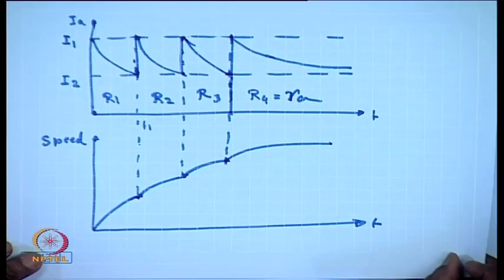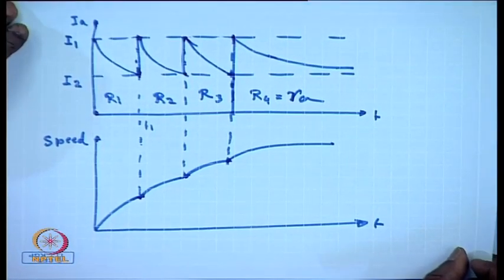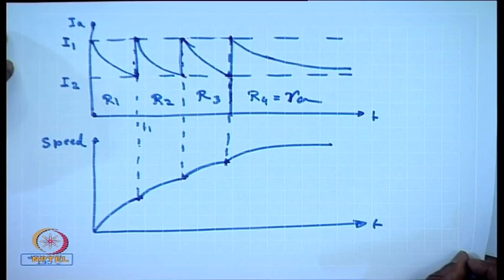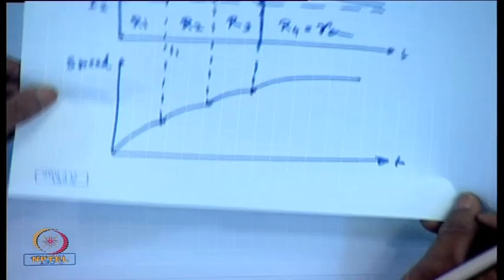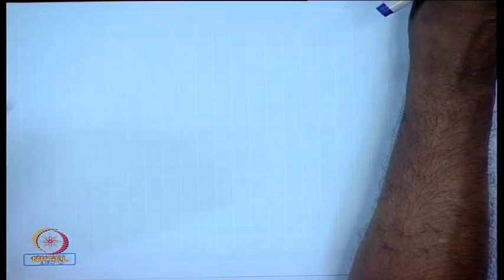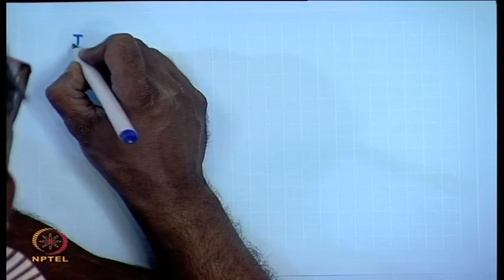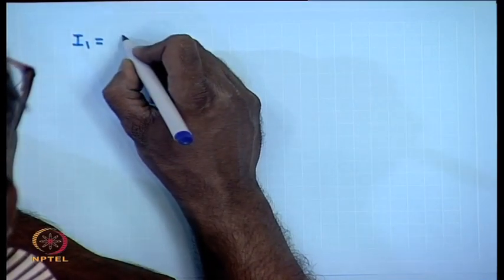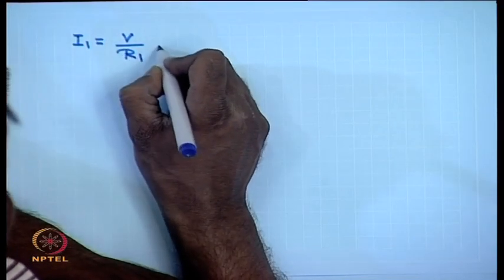Now, how does one compute the values of the resistance to be inserted in the armature circuit, so that the current waveforms during starting look like this? For that, we note that when the total resistance is R1, then at start I1 equal to V by R1 at time 0.